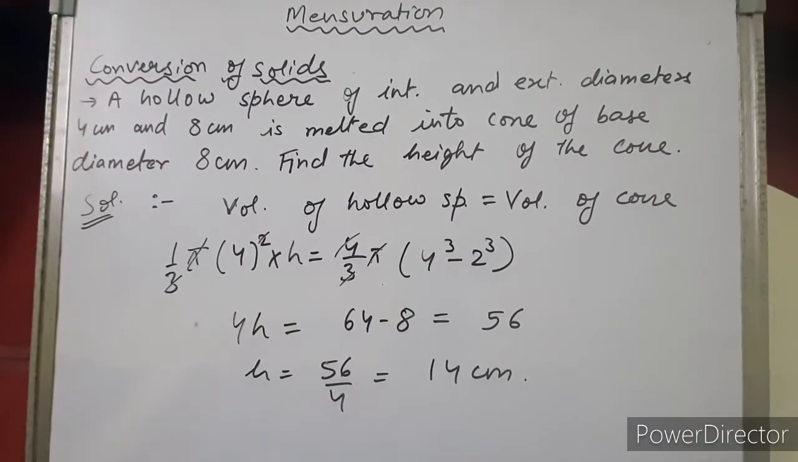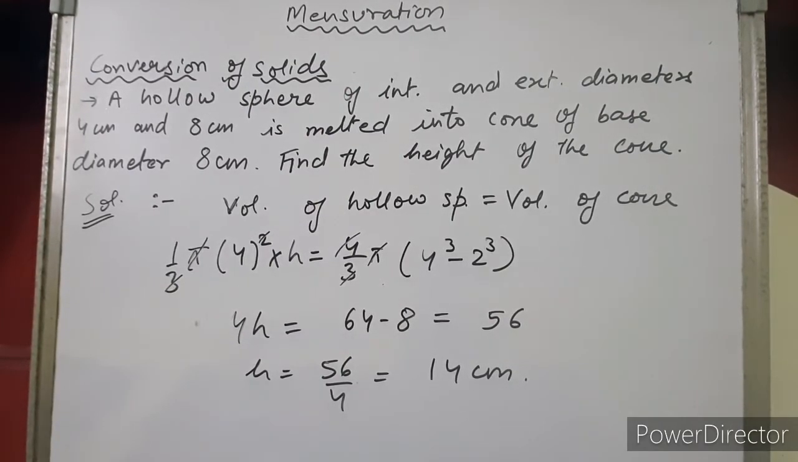Children, today we are going to study in mensuration about the conversion of solids. Conversion of solid means one solid is being melted to form another solid. Suppose a cube is melted to form a cone, or a cylinder is melted to form a hemispherical shell. In this type of question, we have to find the dimensions of the required figure, right?